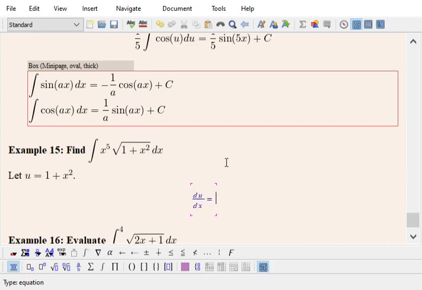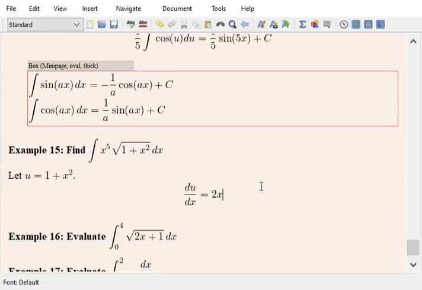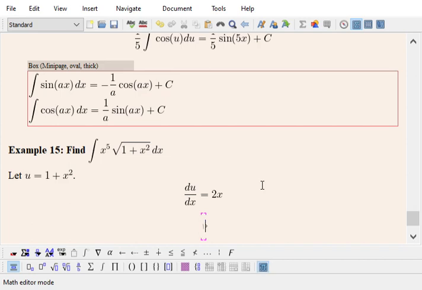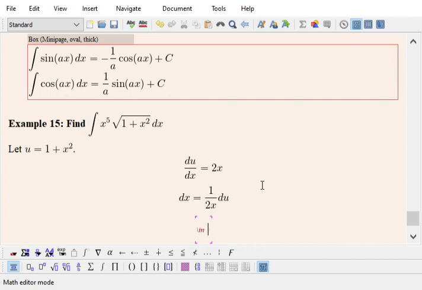Let's differentiate. So the derivative of this is 2x. Solve. So dx is equal to 1 over 2x du. And now let's plug these things into the integral to see what happens. So we've got x to the power 5, square root of u, and then instead of dx, we have all of this stuff.